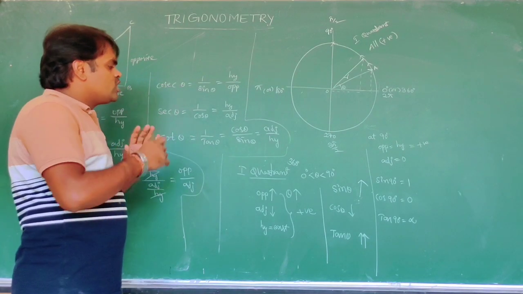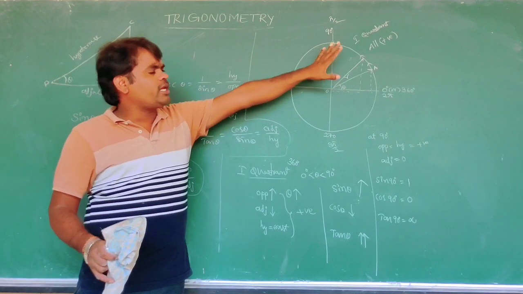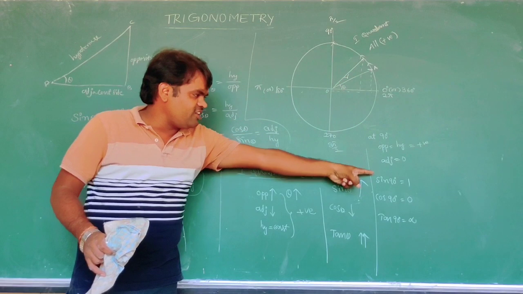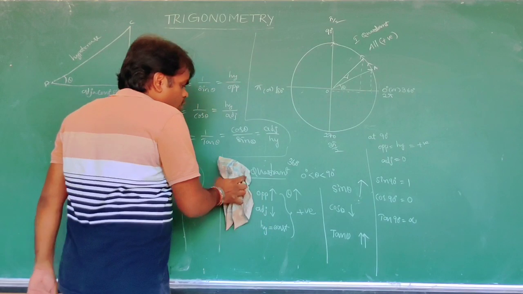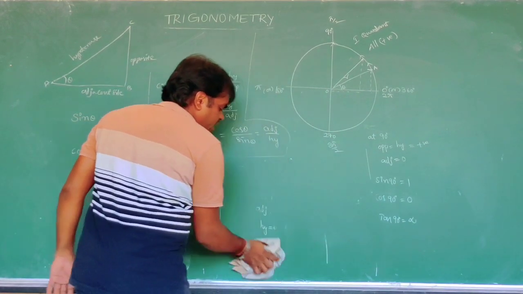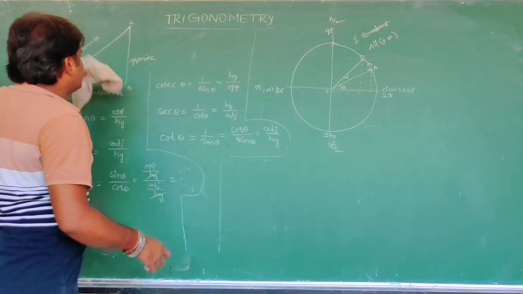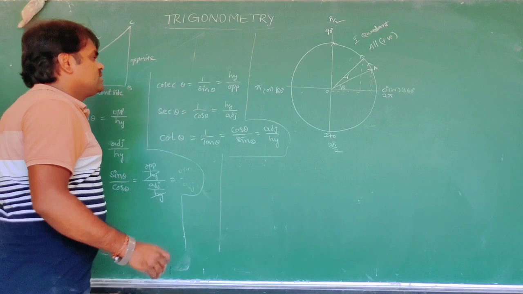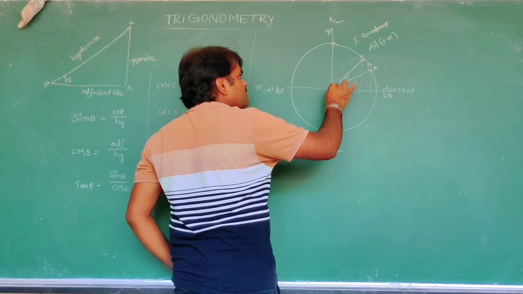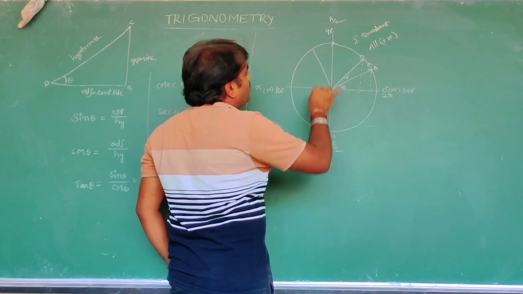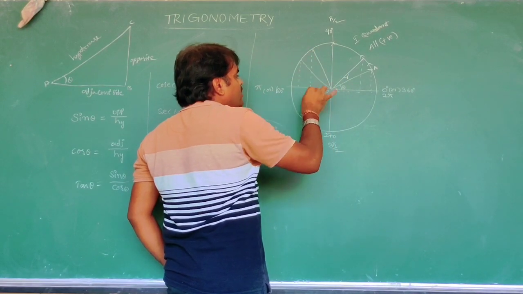Now we are going to the second quadrant. In the first quadrant, all trigonometric ratios are positive. The sin 90 value is 1, cos 90 value is 0, tan 90 is infinite. Now we are going to discuss the second quadrant. You can see the second quadrant like this. This is theta.